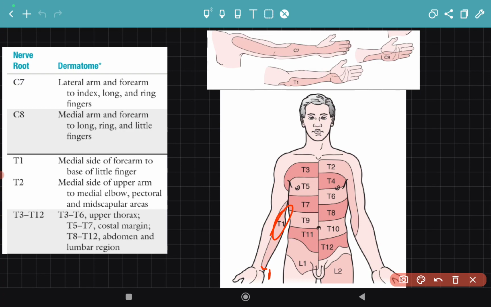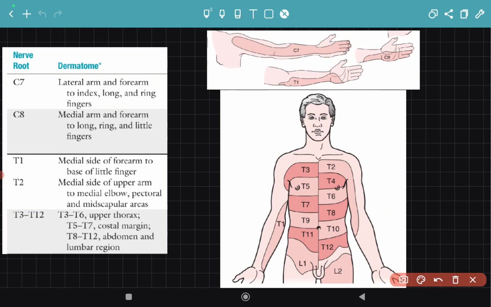So T1 was this. Then T2 is medial side of arm. We can appreciate over here. It is the medial side of arm to medial elbow. You can just refer to this diagram at the same time. So medial side of arm, medial side of elbow, pectoral and mid-scapular area can be determined over here. So that was about T2.